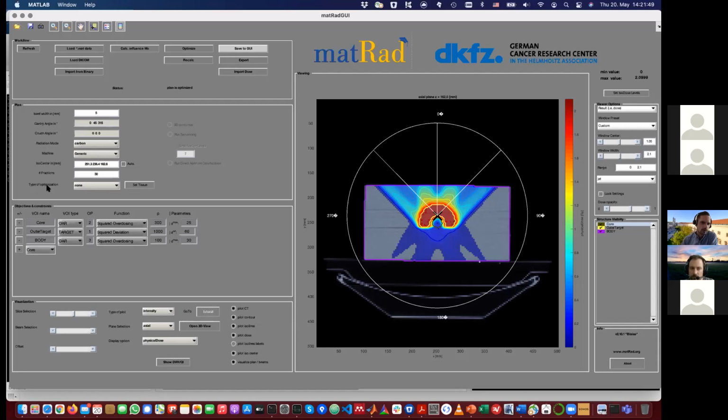And to do so, we again have to change the type of optimization. And here we can select LEM for effect. Or alternatively, you can also select LEM for underscore RBE times dose. At the end, it's almost identical. With LEM effect, you basically optimize the biological effect, and after optimization, you convert it back to the RBE weighted dose. And if you select this option in the drop-down menu, then it will directly optimize in the RBE weighted dose.